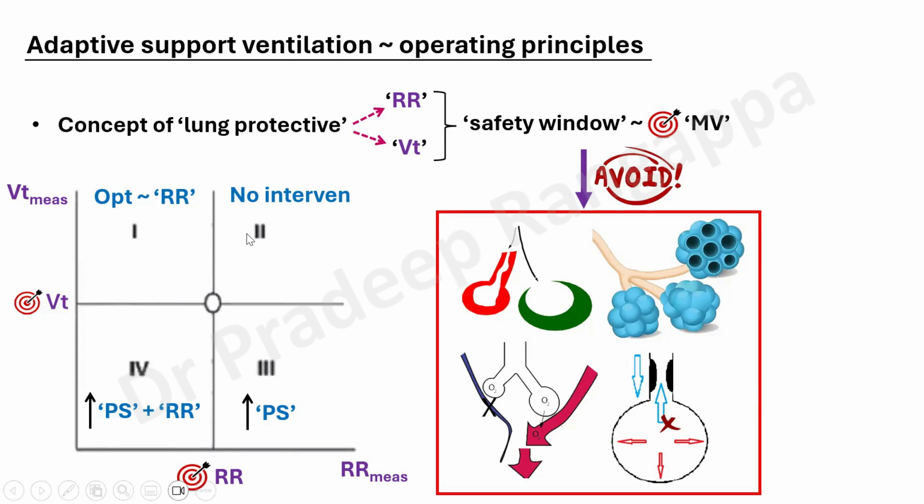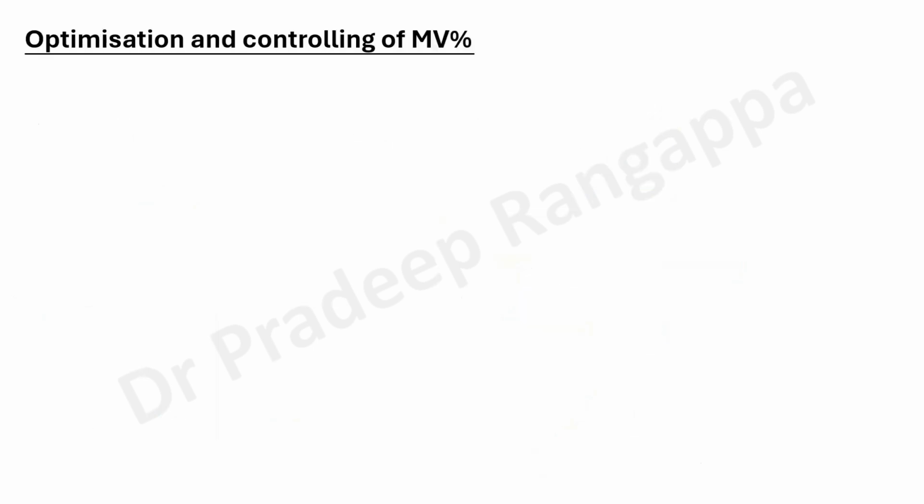Machine does not do anything if it is in zone 2. If it's in zone 3, where respiratory rate is high and tidal volume is low, the machine is sort of maneuvering and trying to attain the tidal volume by increasing pressure. And here there is an increase in the pressure support and respiratory rate in zone 4. So these two graphs, if you remember conceptually, you'll understand what adaptive support ventilation is doing.